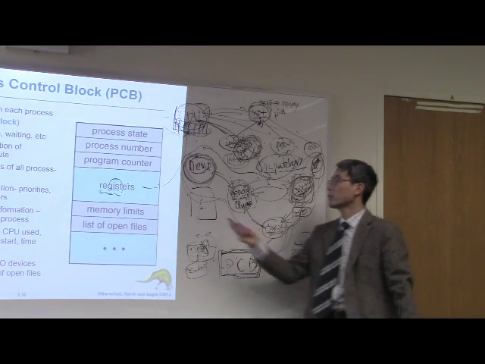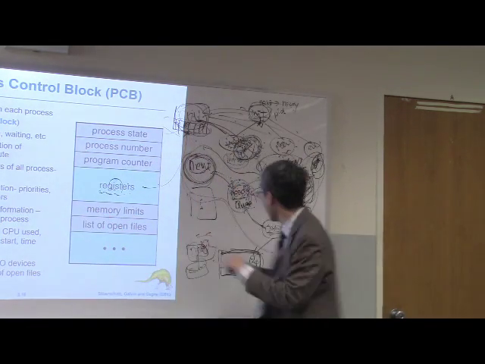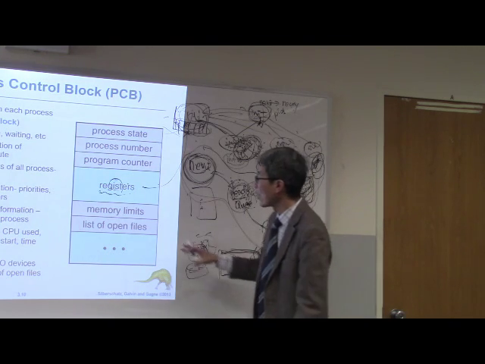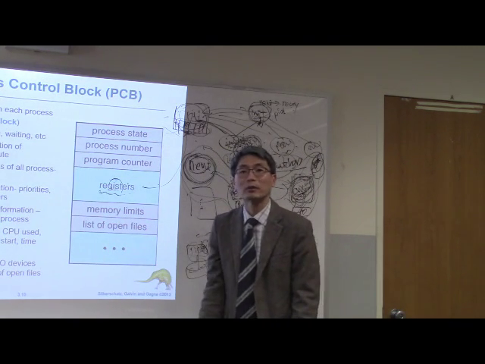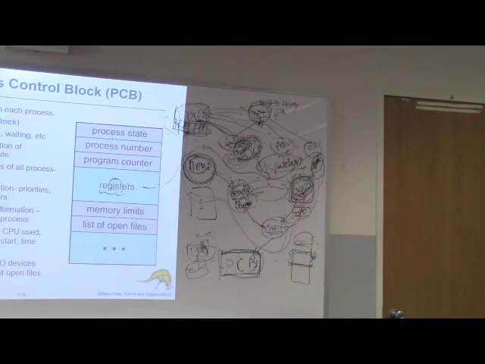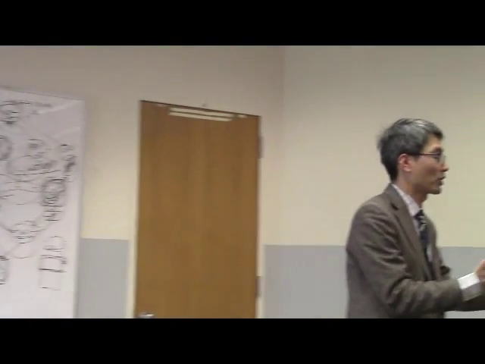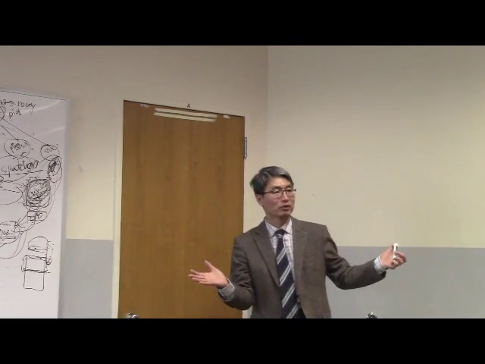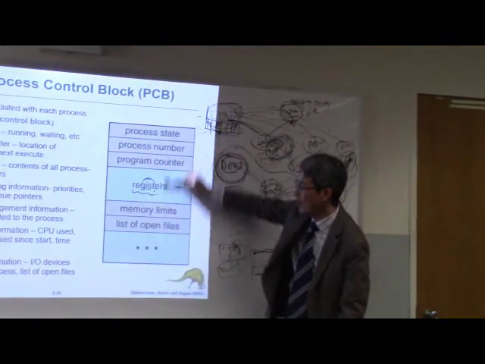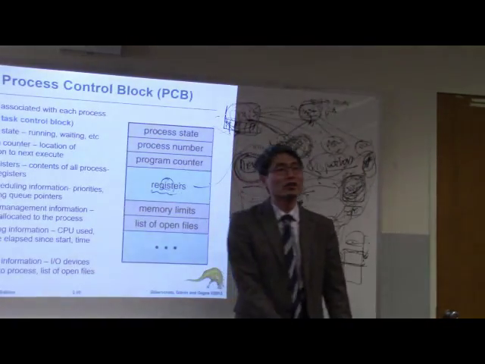So that should be managed by the memory limit area in the PCB. And also any open files, because what is the problem? If multiple processes access the same file, we cannot guarantee what the output is. If you allow many processes to access the same file, it will be messed up. So it's a synchronization issue.